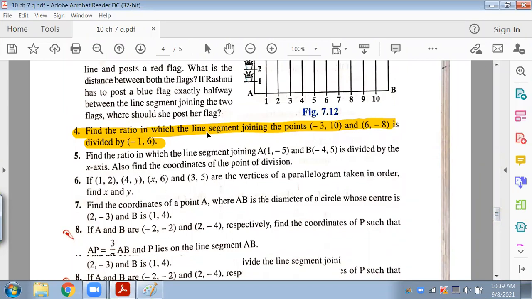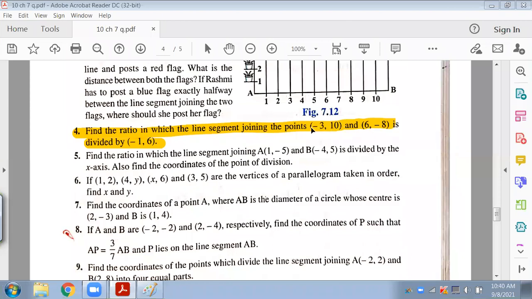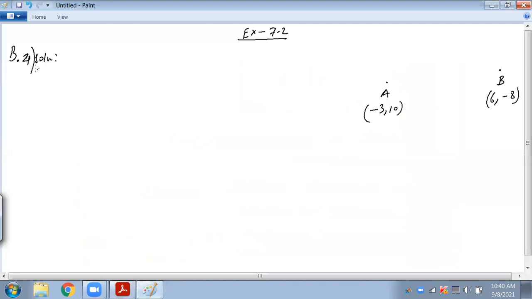Find the ratio in which the line segment joining these 2 points is divided by a third point. The first point we'll take as A, the second point as B, and the third point as P. So the 2 points are divided by another point P, and you have to find the ratio. Let's see question number 4.